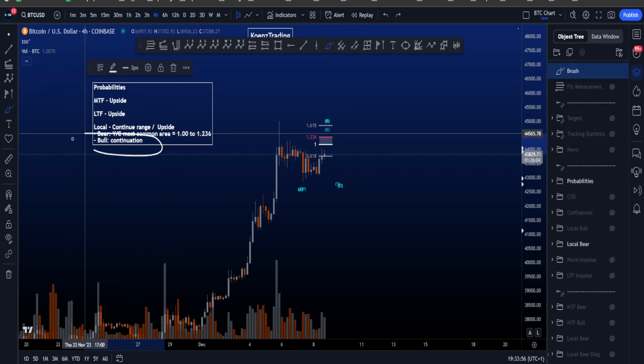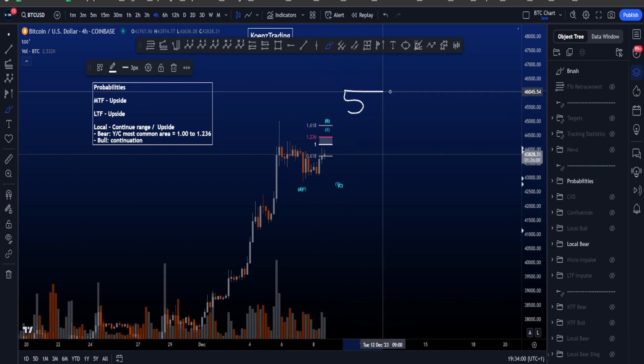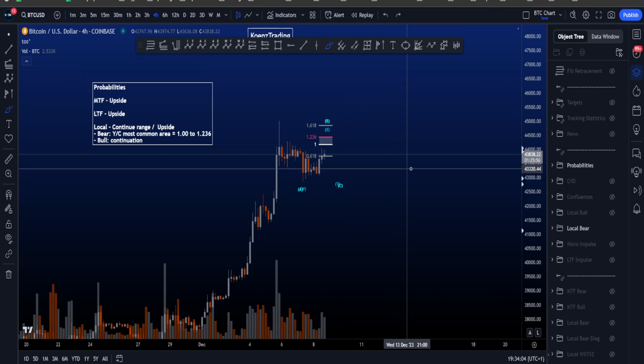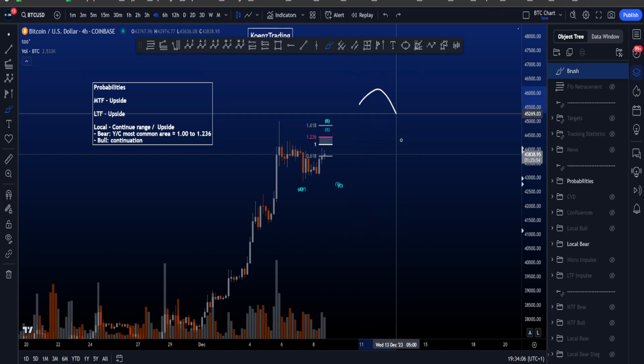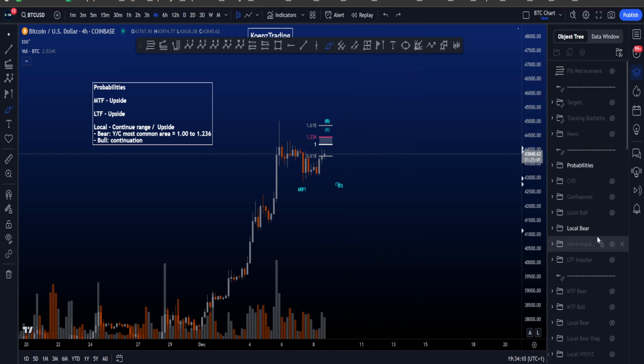Now, in the bullish scenario, we're simply looking then for continuation to the upside, potentially white 5 to finish before the night ends, Central European time, and then look for a continuation of the range throughout the weekend, which then is the beginning of the yellow range.